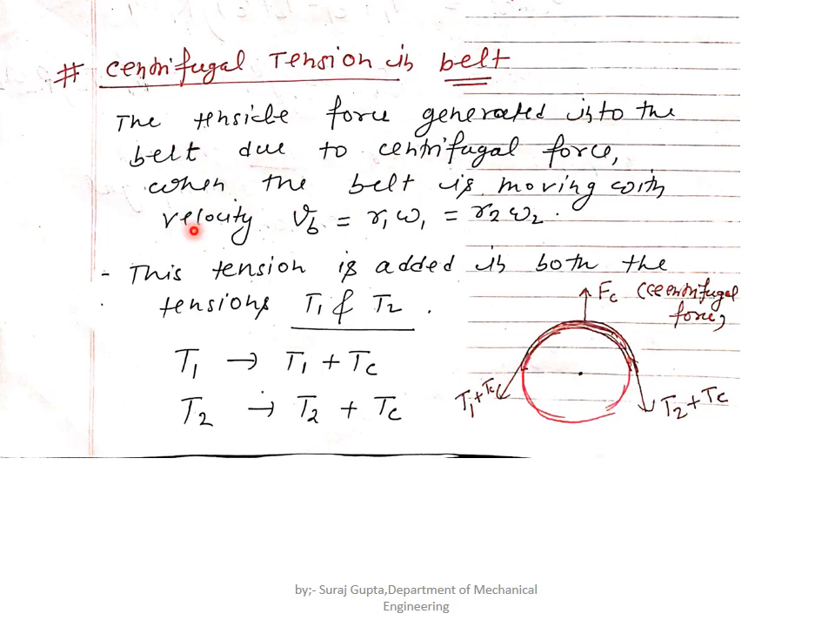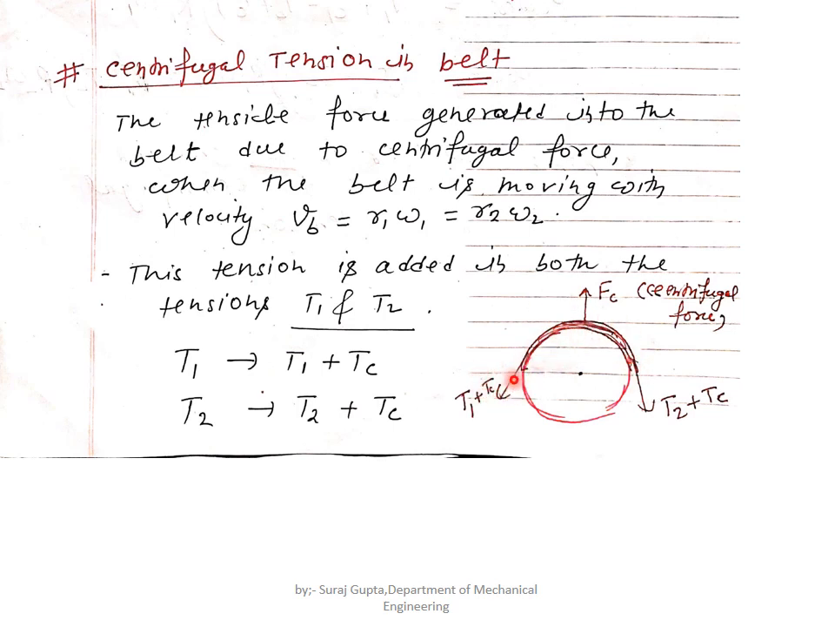When the belt is moving with a velocity, we know that the velocity of the belt is Vb, and we know that the belt also has some mass. So if it has mass and velocity, it will create centrifugal force which will apply in the direction away from the center. So the belt will experience some extra tension in these directions, because the belt should not go away from the pulley. So we should experience some extra tension which is responsible for the contact between the belt and pulley.